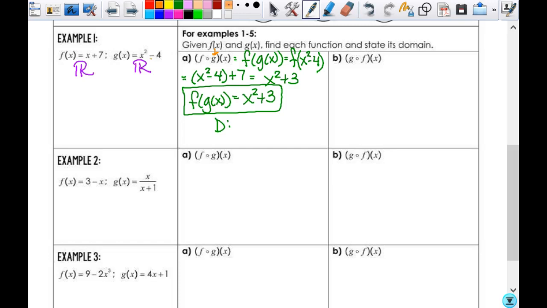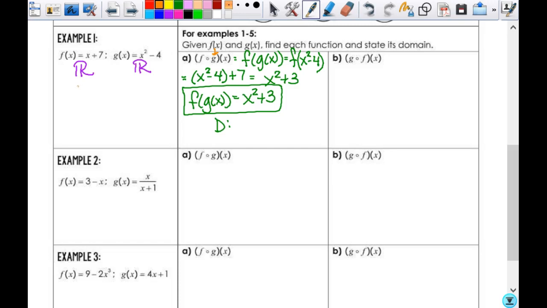Now, that doesn't mean that this is the domain. What that wording says is, this is the domain as long as my outputs, which are from -4 to infinity, are part of this domain. Does -4 to infinity live in all real numbers? Like, it's not the same thing, but any number I get from -4 to infinity, is it part of the all real numbers set? Yes. So then I'm good, right?